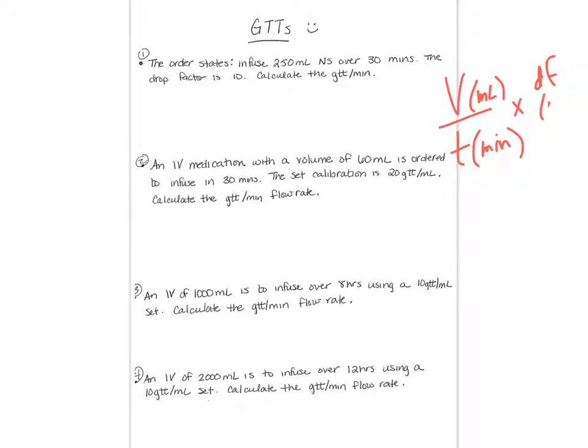Sorry, guys, I'll write that. So it's a drops per milliliter infusion rate. And when you're multiplying by that drop factor, the units of milliliter will cancel out and leave you with drops per minute, exactly what you want there. So you have to do that in each of those.